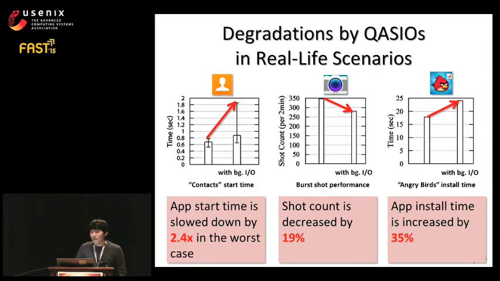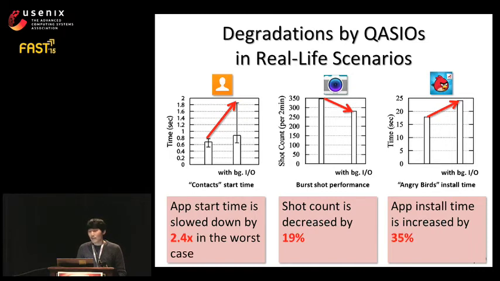The second figure is about the continuous high-speed shooting mode in the camera. The shot count is also decreased by 19%. In the final figure, Angry Birds app install time, excluding app downloading time over the network, is increased by 35%.